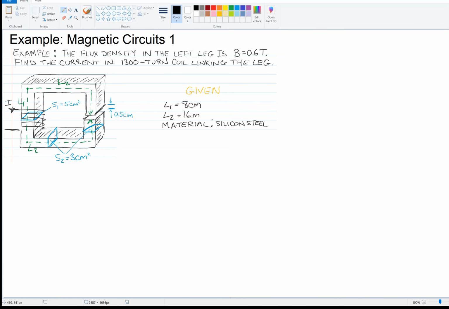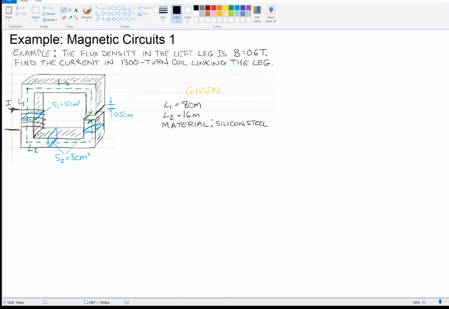So we've got silicon steel here, like this block, and we've got some coils wrapped around it carrying current I. All the lengths are given in centimeters, and we've got an air gap there. We're given the flux density in the left leg, which is 6/10 of a Tesla, and we're going to find the current in the 1300 turn coil required to get that 6/10 of a Tesla flux density. So let's get started.